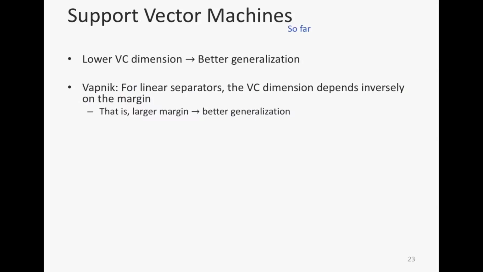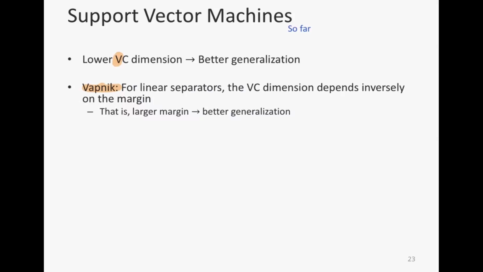Just to make sure that we are on the same page. We know from learning theory that lower VC dimension leads to better generalization. And Vapnik pointed out that for linear classifiers, the VC dimension depends inversely on the margin. So larger margin leads to better generalization. Incidentally, the V in VC dimension is the same as this Vapnik. So he's done important things in machine learning.